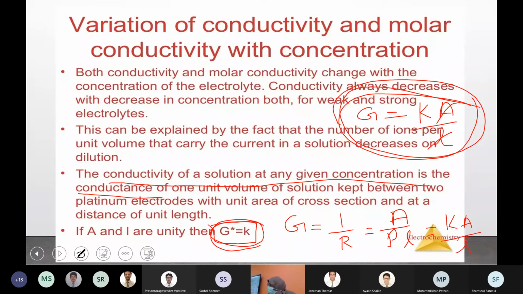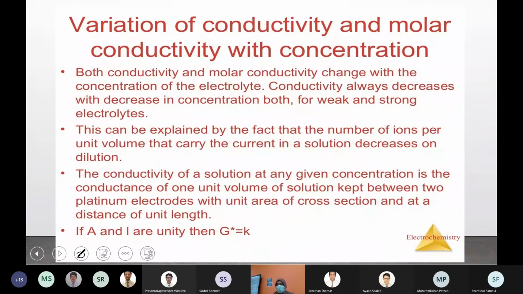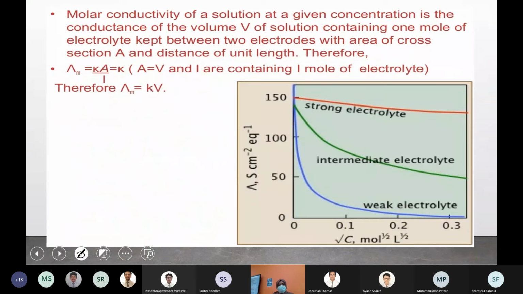Conductivity is not equal to conductance in every case. Only in the special case where the A and L are unity. So to differentiate that only, they are written like that. You cannot say that always conductivity and conductance is equal. It is equal only when length and area is unity.